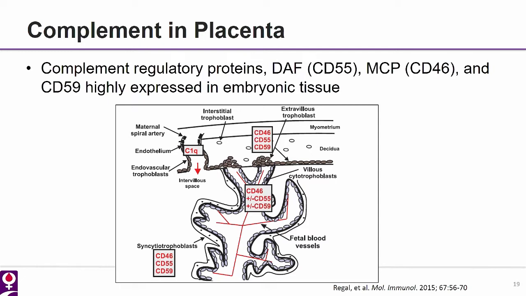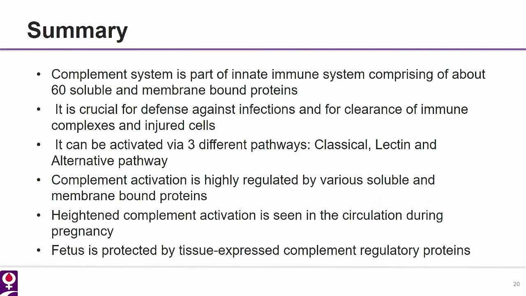Decay accelerating factor CD55, membrane cofactor protein CD46, and CD59 are highly expressed in the embryonic tissue, so they can avoid the negative impact of heightened complement activation. That way, complement is highly regulated during pregnancy.